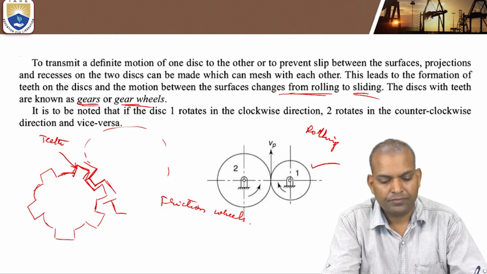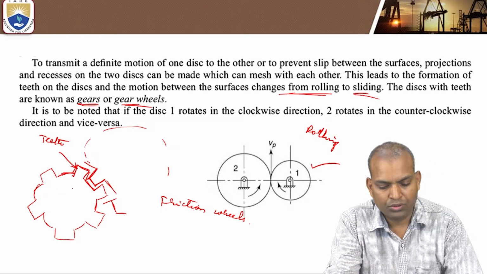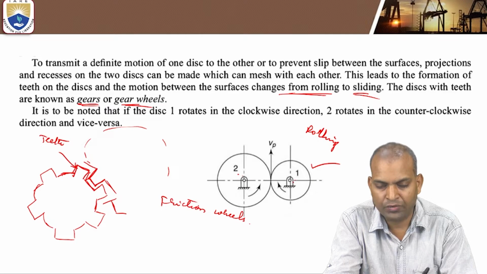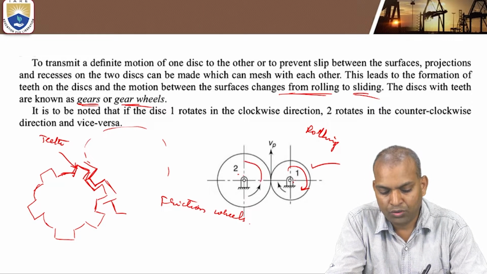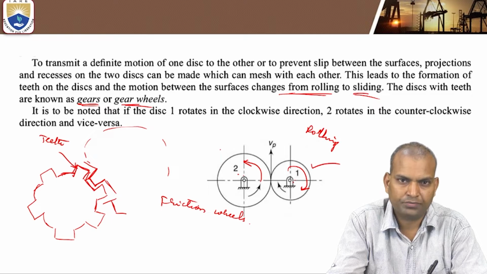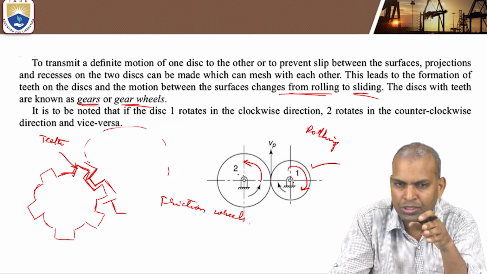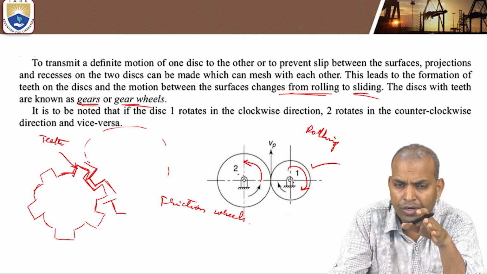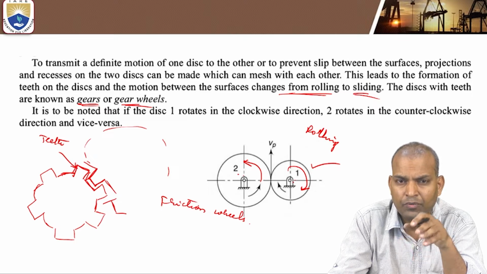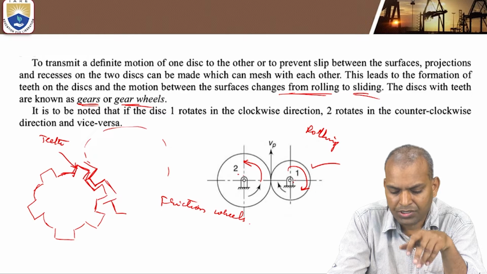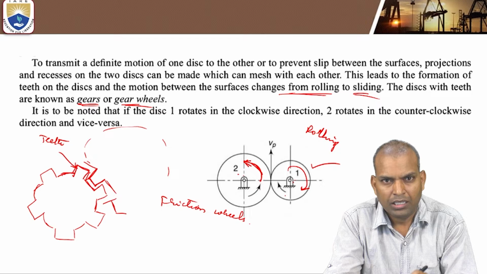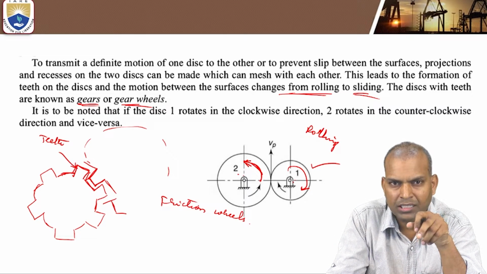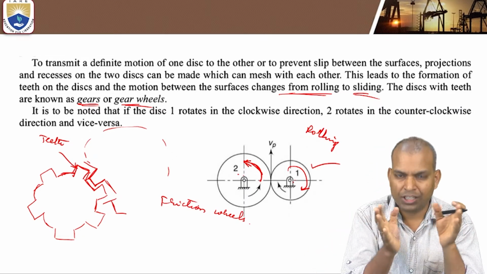Now, here in this gear 1 and gear 2, suppose the wheel 1 and wheel 2 both will rotate in opposite directions. If wheel 1 is rotating clockwise, wheel 2 rotates counterclockwise. So in order to transmit the motion or torque from one shaft to another in the opposite direction, the contact between the two wheels is external.